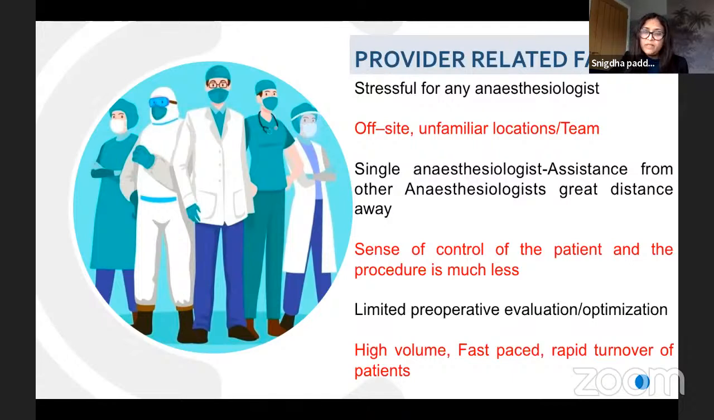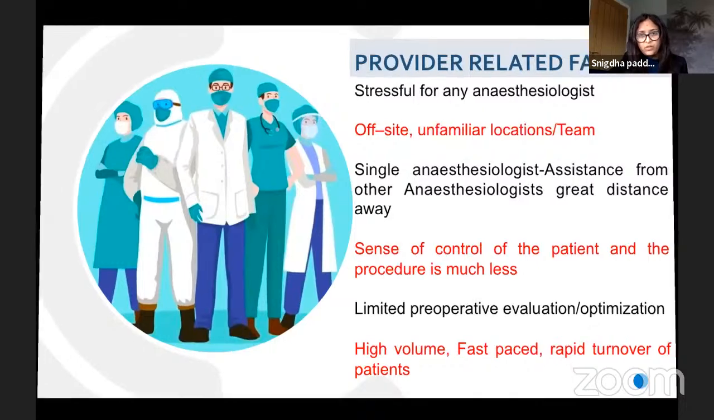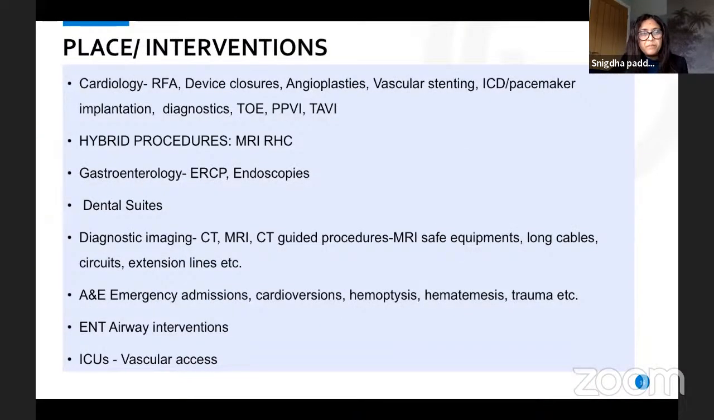Also, most of the time, these lists are run by a single anesthesiologist, and these lists are high volume, fast paced, and with a rapid turnover of the patients. And the anesthesiologist doesn't get enough time to evaluate and optimize the patients. So all of this put together gives a poor sense of control to the anesthesiologist and adds to his stress.